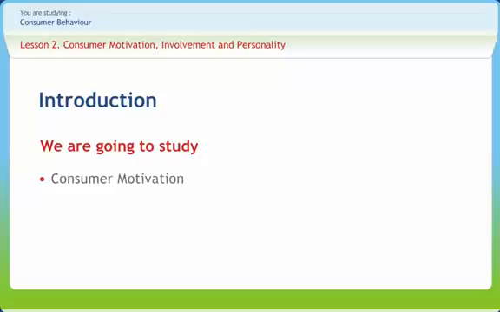Types of consumer buying behavior are determined by levels of involvement in purchase decision. Personality of consumer also plays a very important role in determining the buying behavior. This makes us discuss consumer motivation, involvement, and personality.